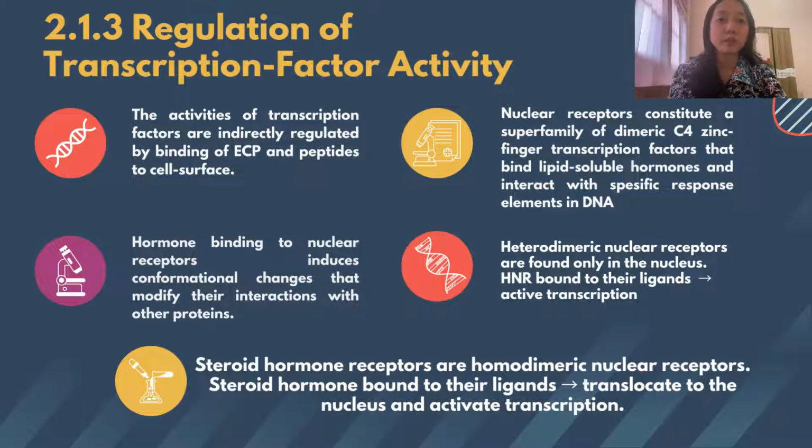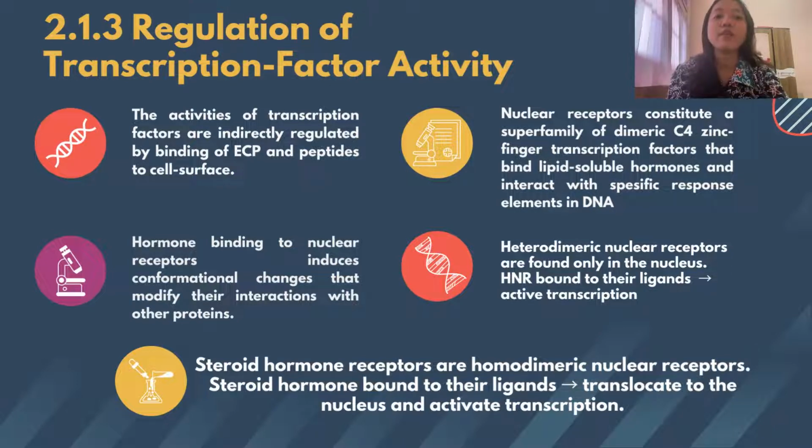Heterodimeric nuclear receptors, like retinoid and vitamin D receptors, are found only in the nucleus. In the absence of the hormone, they repress transcription of target genes with the corresponding response element. When bound to their ligand, they activate transcription. Steroid hormone receptors are homodimeric nuclear receptors.